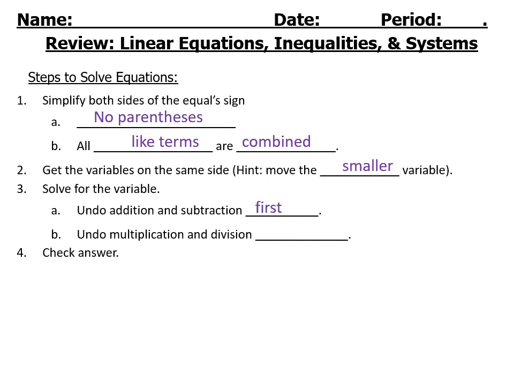Undo addition and subtraction first, and then undo multiplication and division second is generally what we do. And then always the fourth step is check our answer. So pause the video, take a moment, make sure you've got all this down, and then we'll go into our examples.